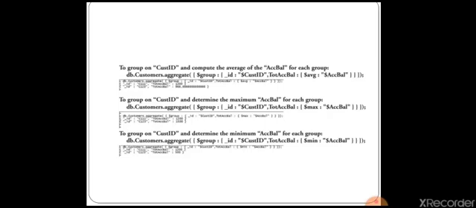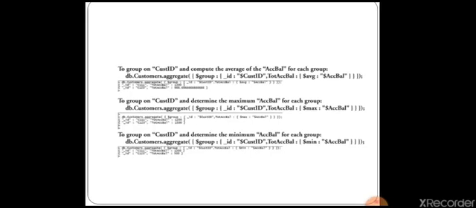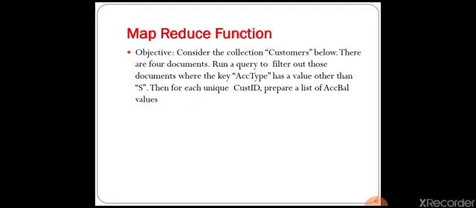And the next one is to group customer ID and determine the minimum account balance for each group. db.customers.aggregate, here it will group according to customer ID and total balance. It will check and find the minimum account balance with this syntax. Now let us go for the next, the MapReduce function.